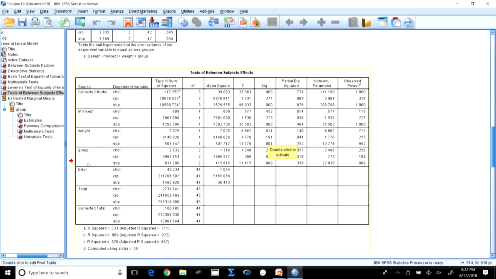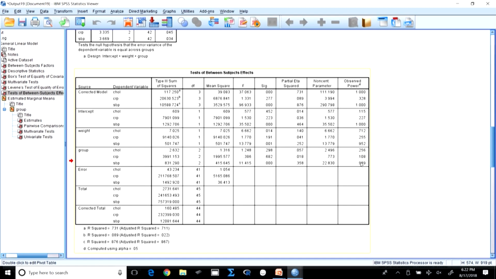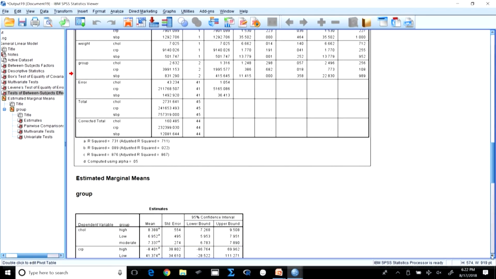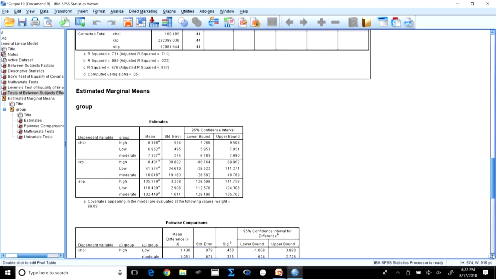When I look at the group, is it significant for cholesterol? No. Is my CRP significant? No. Is my blood pressure significant? Yes. That means the type of exercise is having an effect on these three. So, obviously my eta square, and my power of the test, will also fall down drastically. However, it would have been higher, and I would have been happier.